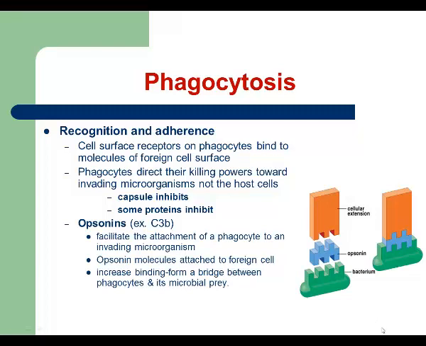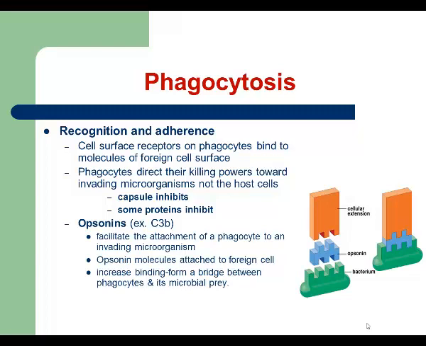Because phagocytosis is a part of the second line of defense, innate immunity, and you remember it is a non-specific line of defense, phagocytes will recognize common molecules on the surface of the pathogens. For example, peptidoglycan on the surface of gram-positives, or LPS on the surface of gram-negatives. So how do phagocytes recognize those common molecules on the surface of the pathogens?